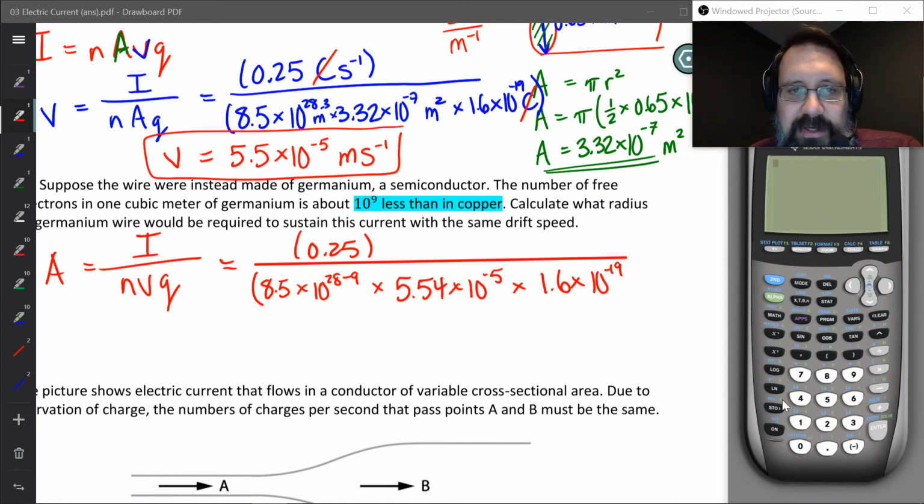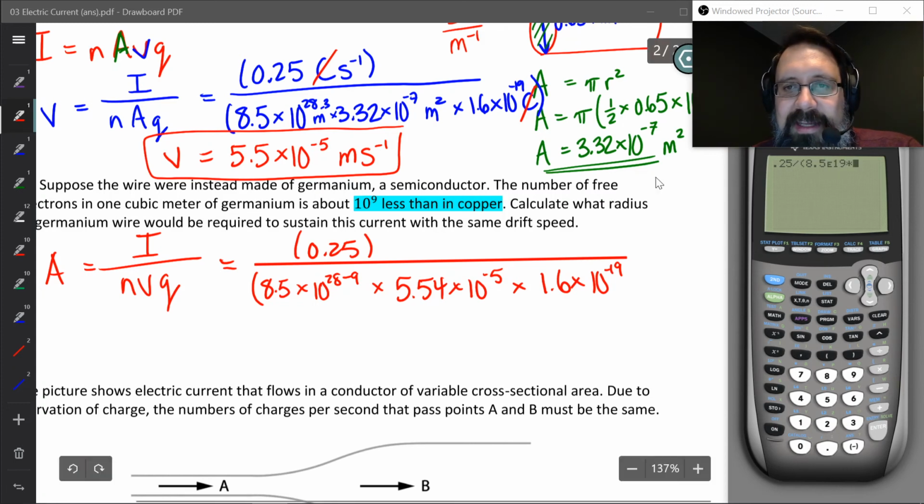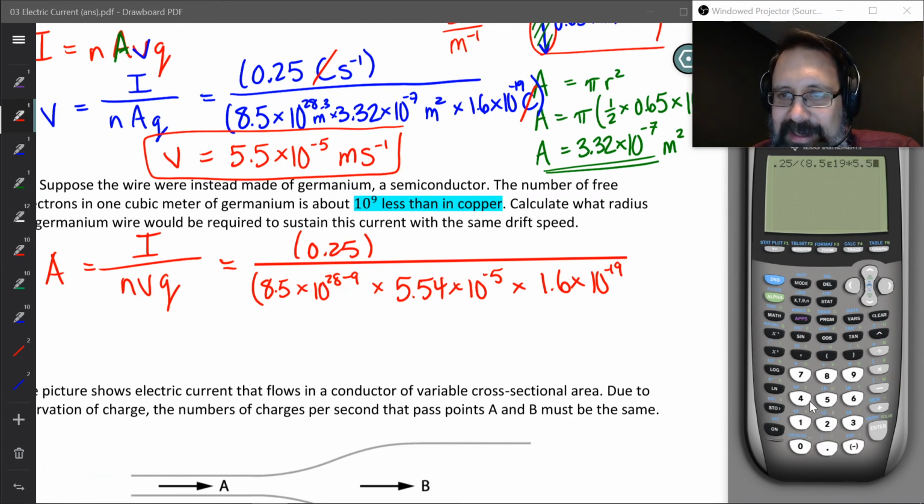Okay, I'm going to have to put this all in again. So 0.25 divided by 8.5. So I knew that was wrong. I knew I was messing up my calculator because there's no way that the area would be that big. That's a huge area. Our wires are not going to be that big. I mean, I guess it's a semiconductor, but that still seems like it's way too big.